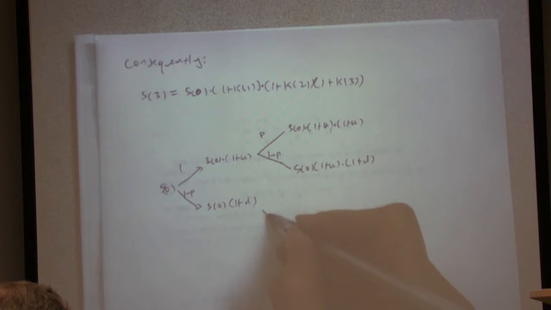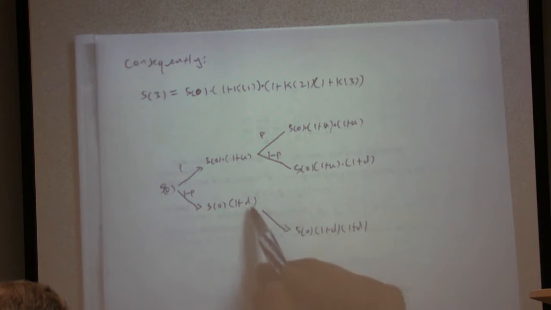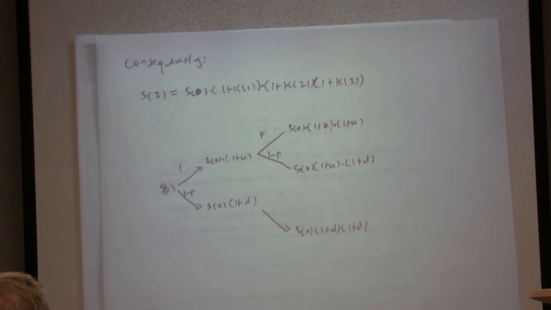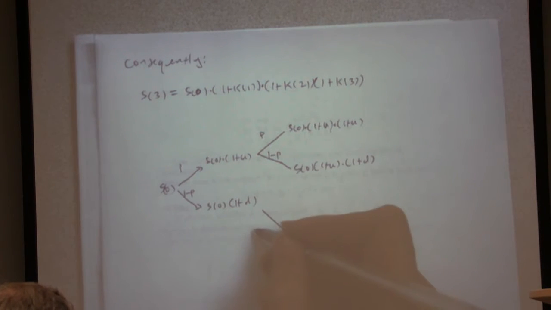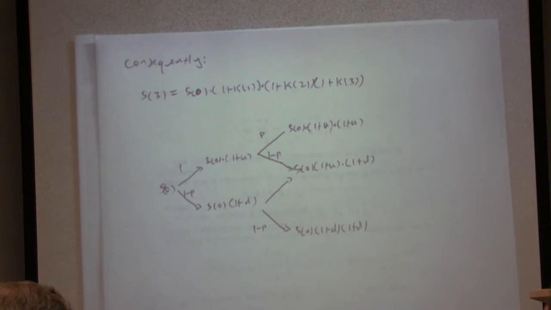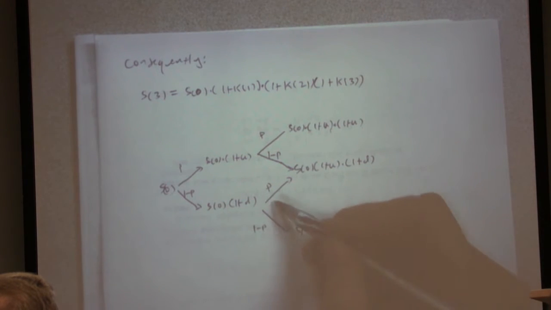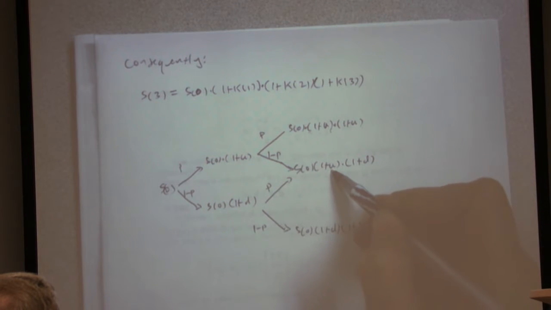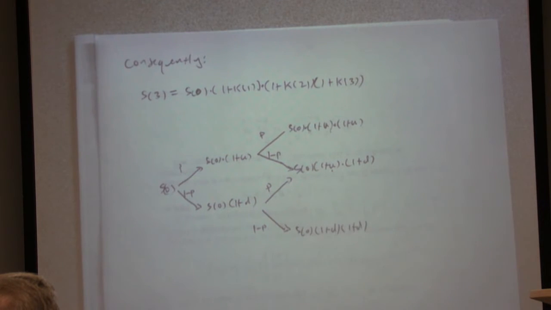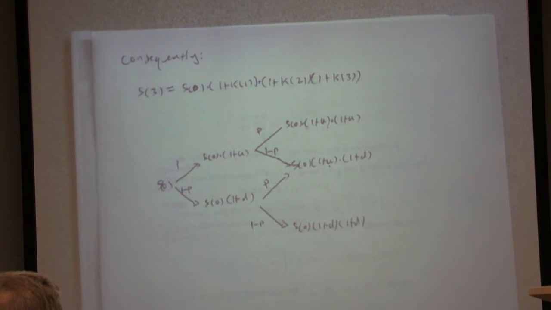Same thing here. We could have S of 0 times 1 plus D times 1 plus D. The lesser return the first time, the lesser return the second time. And that occurs with probability 1 minus P. Or we could have, from the 1 plus D return, it could return 1 plus U on the next step. And that occurs with probability P. So questions so far on what we're constructing here?